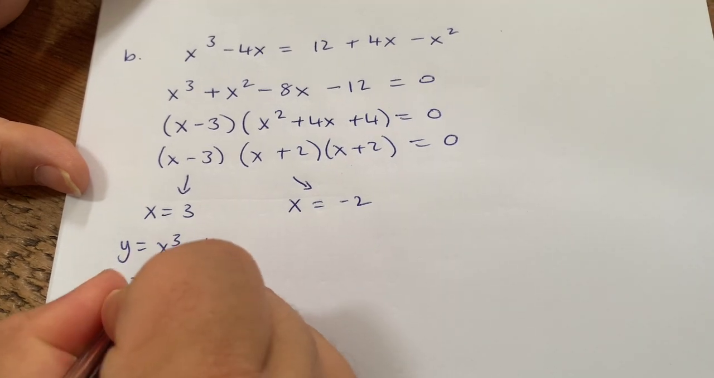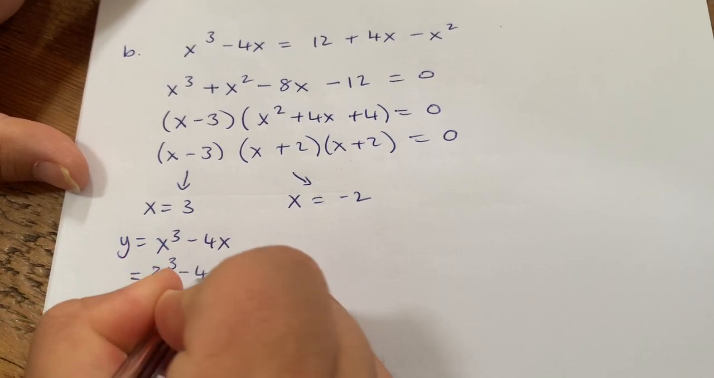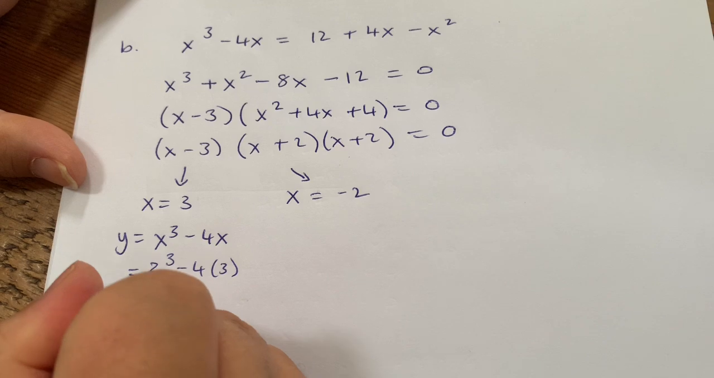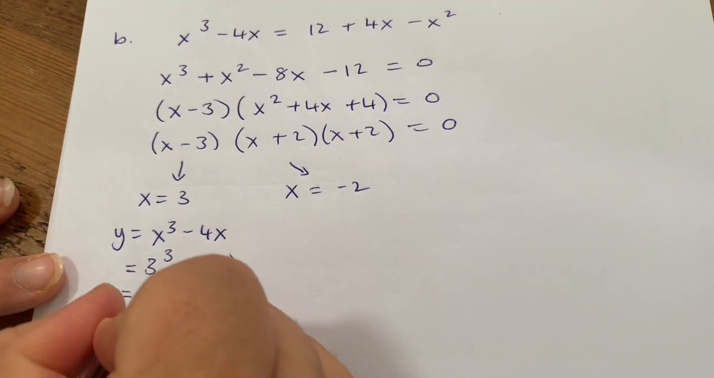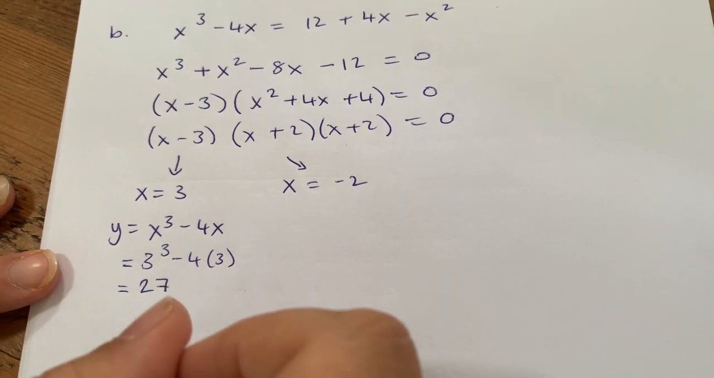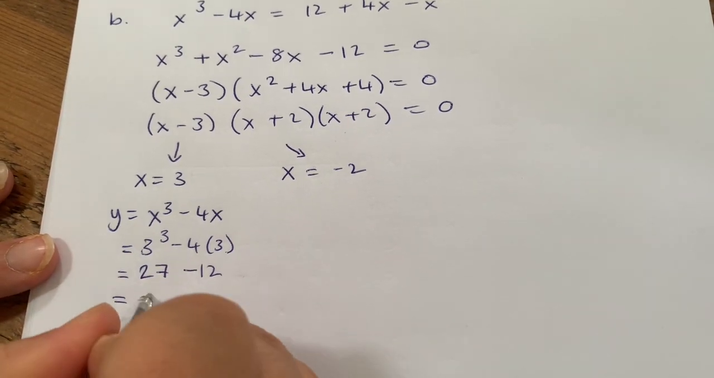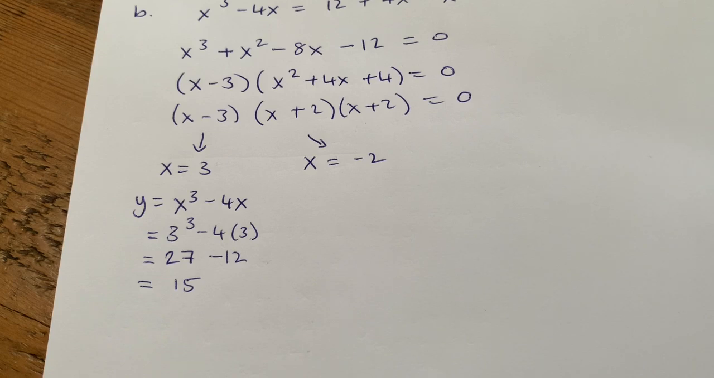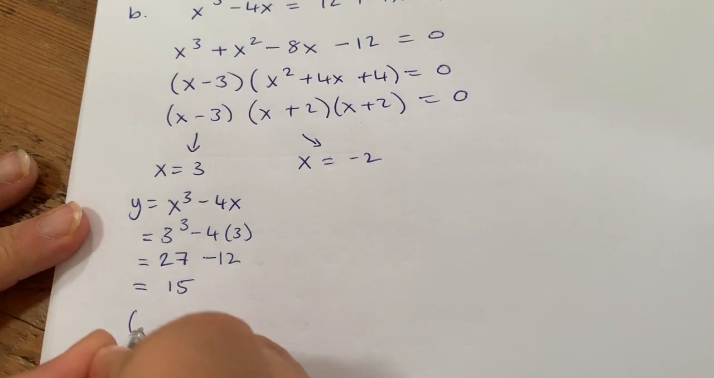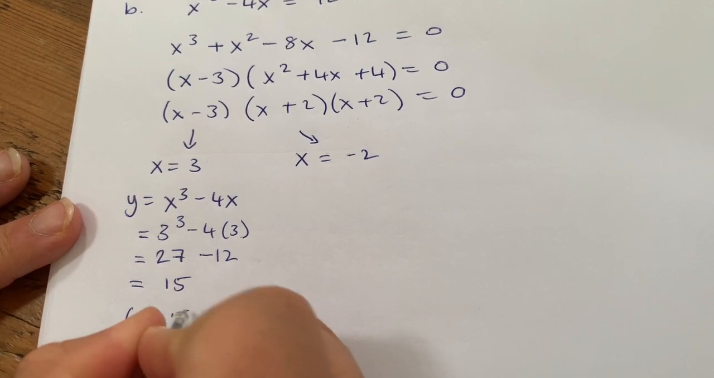So I'm going to have 3 cubed, take away 4 lots of 3, right? 3 cubed is 27, 3 times 3 times 3, and then take away 12, which leaves me with the answer of 15. Okay, so that point of intersection is (3, 15).